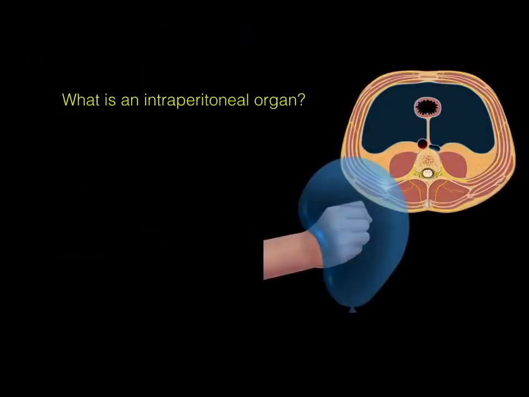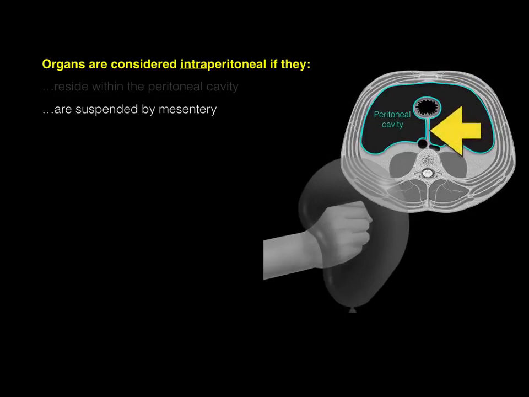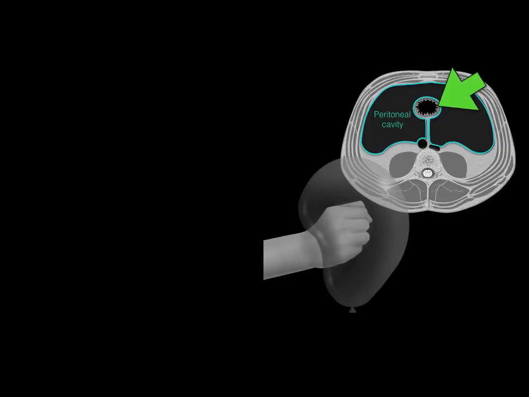All right. Now, what is an intraperitoneal organ? Well, the word intra means inside and peritoneal means peritoneum. So we take a look at the peritoneal cavity and there's an organ inside the peritoneal cavity. And organs are considered intraperitoneal if they reside within the peritoneal cavity, check, and are suspended by mesentery, check. So those are the two factors that you consider if an organ is intraperitoneal or not.